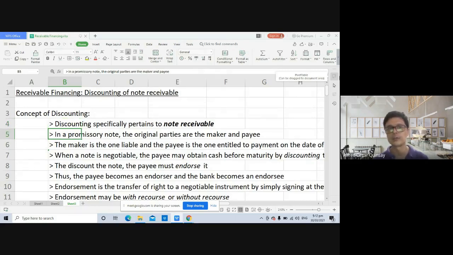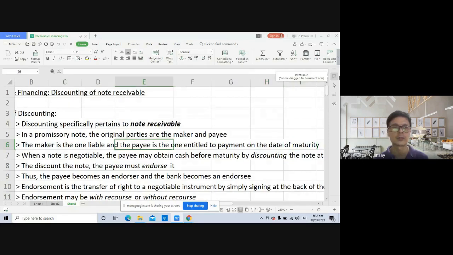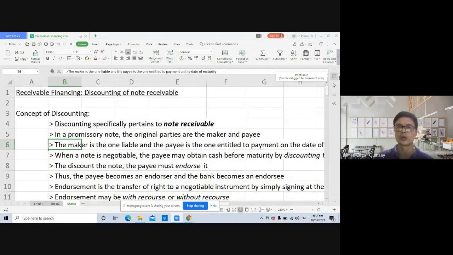So parang in a promissory note, the original parties are the maker and the payee. So meron dalawang parties. So the maker is the one liable. So siya yung magbabayad. And the payee is the one entitled to the payment on the date of maturity. So parang nilalagay niya sa promissory note, I promise to pay this amount on this date, no? So siya yung maker. So of course yung payee naman, siya yung makakatanggap.